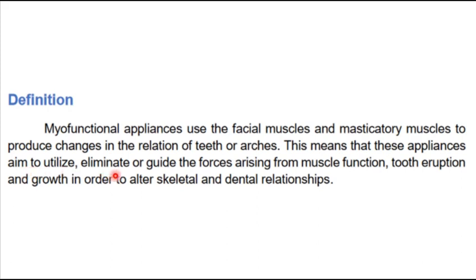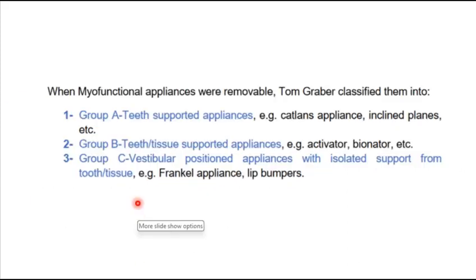So this means that these appliances utilize, eliminate, or guide the forces that are arising from the muscle function, such as facial muscles and masticating muscles, causing tooth eruption and growth in order to alter the skeletal and the dental relationships at the end of the day. When the myofunctional appliances were removable initially, Tom Graber, who is the main prominent person in terms of orthopedic appliances, classified these myofunctional appliances into three groups. So group A, B, and C.